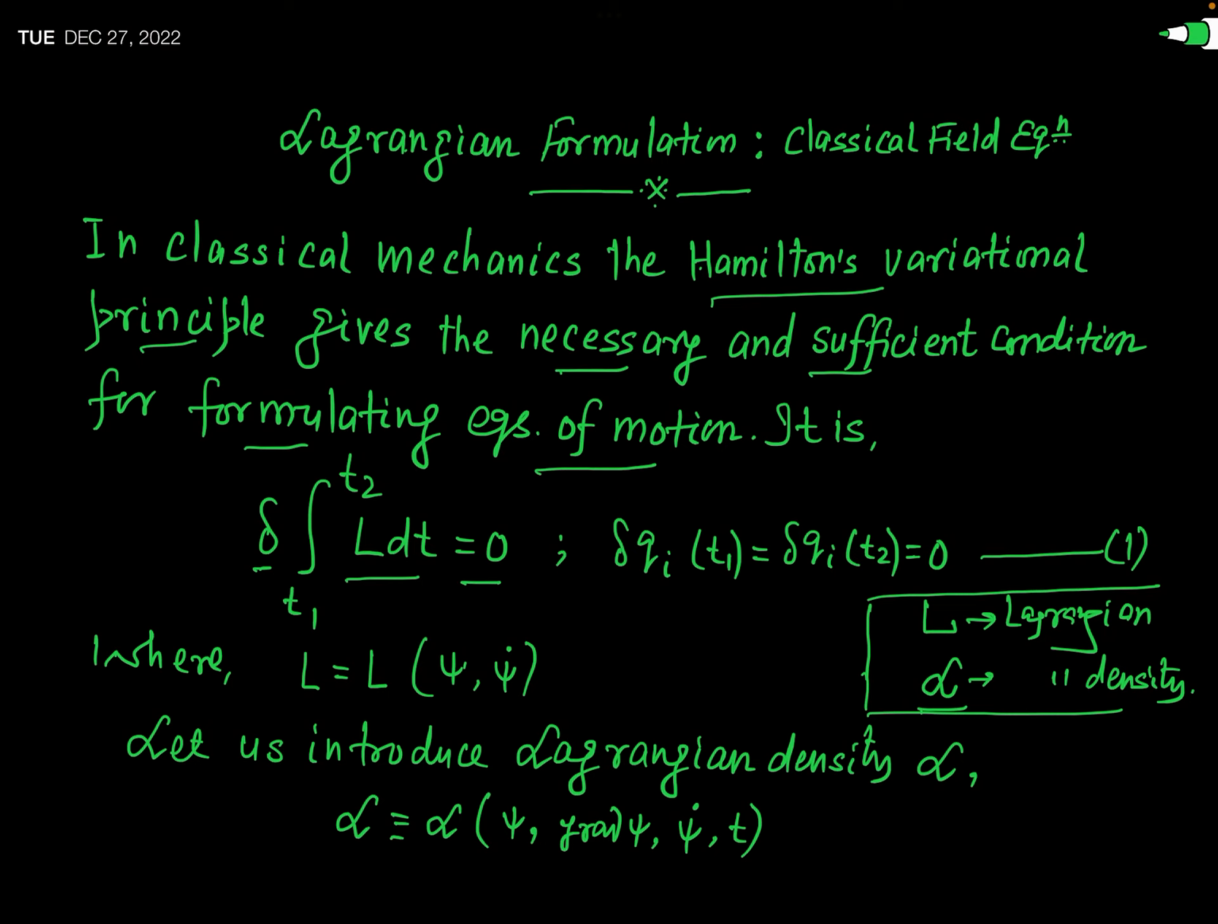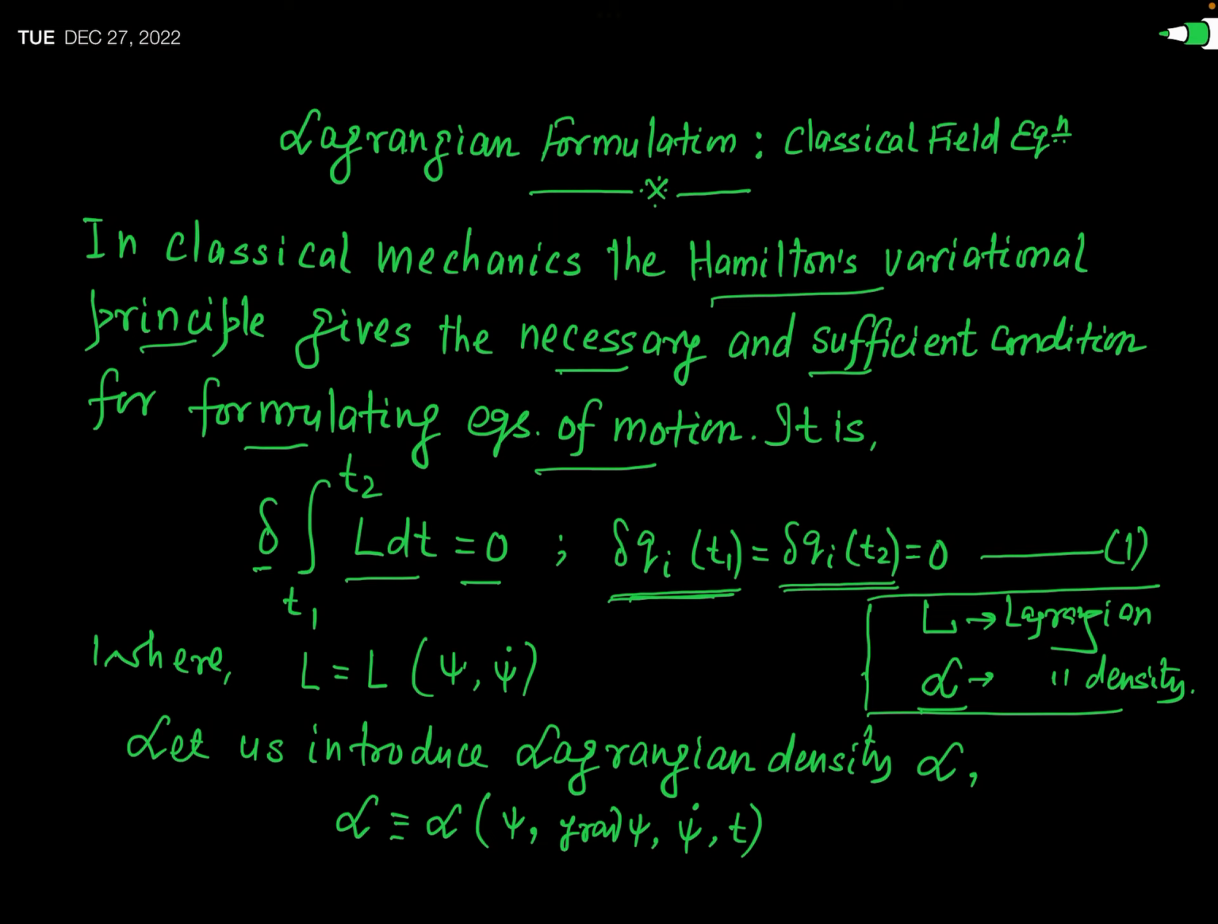Now this variational principle, delta of integral from t1 to t2 L dt equal to 0, holds under the condition delta qi at t1 equal to delta qi at t2 equal to 0. Actually, it means the virtual displacements at the end points, that is at the initial time t1 and the final time t2, are 0. So when these conditions hold, only then Hamilton's variational principle will be satisfied.